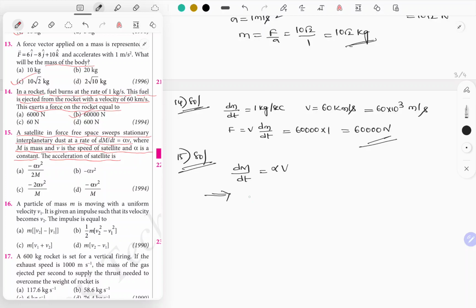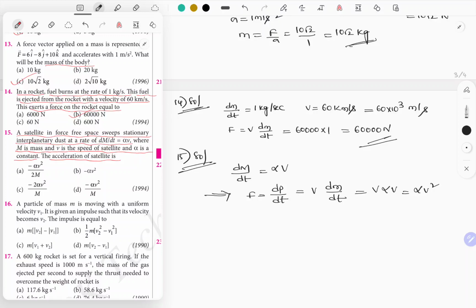So first of all, let me find out the force. Force is nothing but the rate of change in momentum, which is equal to v into dm by dt. Super. So what's the value of dm by dt? They have given alpha into v. Then F is equal to v into alpha into v, which is equal to alpha into v square. This is the force.